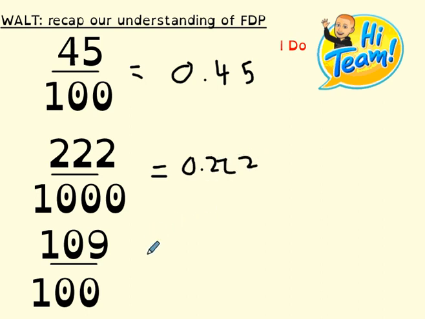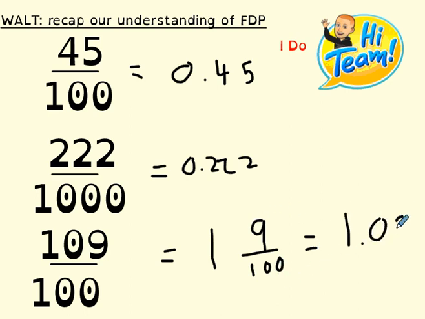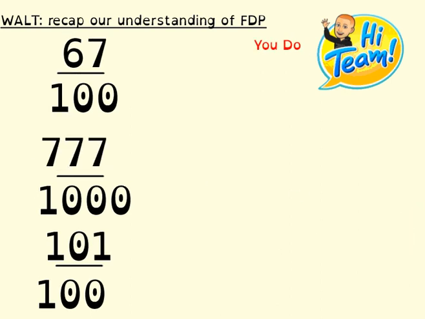And 109 hundredths would be 1 whole and 9 hundredths, which I've written as a mixed number fraction, which then means I can write it as a decimal. 1 whole and then 9 hundredths will be 1.09. Your turn. Give yourself 10 seconds, pause the video, have a go at these three.